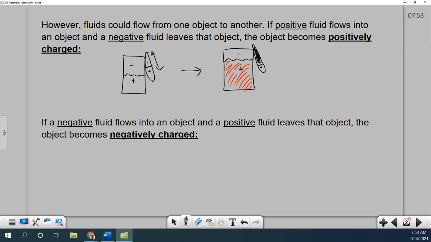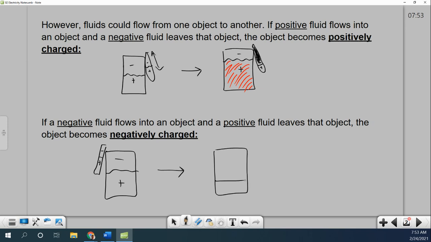Now, you could also do it the opposite way, right? A negative fluid could flow into an object, and then the positive fluid could leave that object, and then the object would become negatively charged. It would be the exact same drawing, basically, except flipped. Let's just draw it. We got time. Why not? We got something that's balanced. Rub something against it that is also half positive, half negative. And so if the negative fluid is going to flow, the object we were rubbing on ends up with lots of negatives and a little bit of positives. And the rod that was doing the rubbing would end up with mostly positives and a tiny bit of negative.